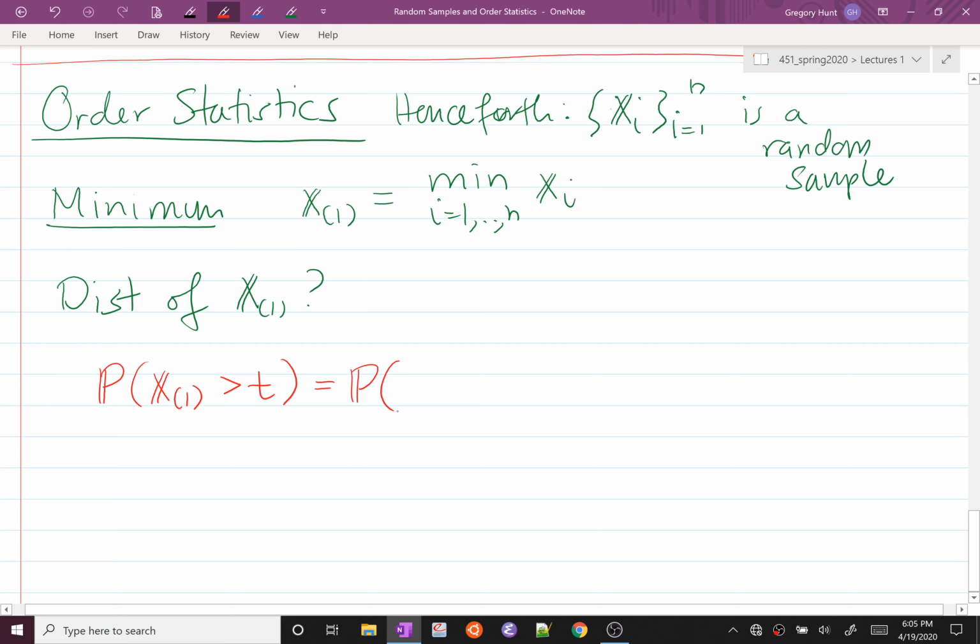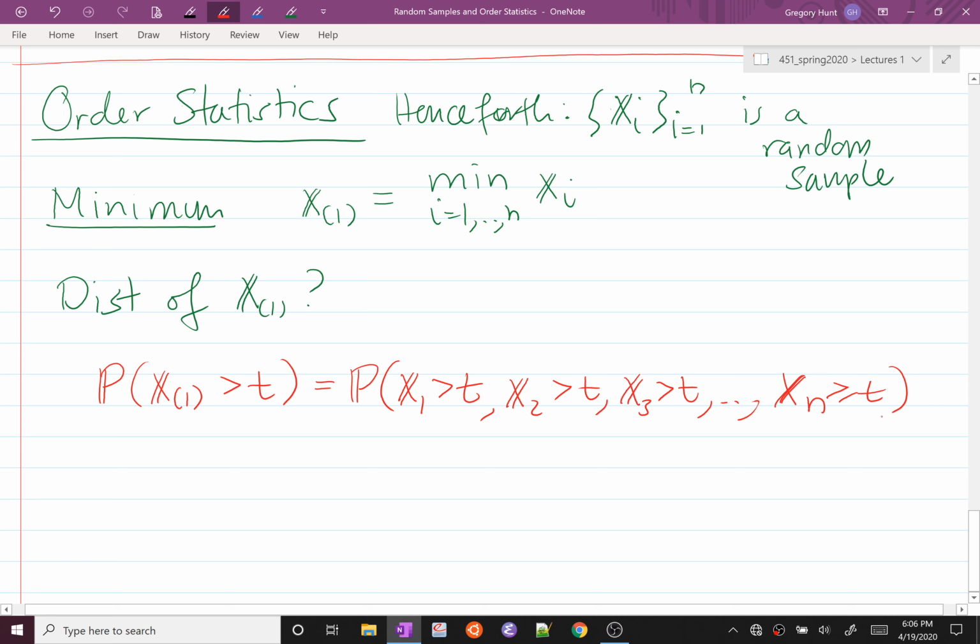The minimum being bigger than some value t means every value, x1, x2, x3, etc., must be bigger than t, right? If the smallest is bigger than t, all of them are bigger than t. So asking for the probability that the minimum is bigger than t is the same thing as asking: what's the probability the first one is bigger than or equal to t, and the second one is bigger than or equal to t, and the third one is bigger than t, etc., all the way to the last one being bigger than t.